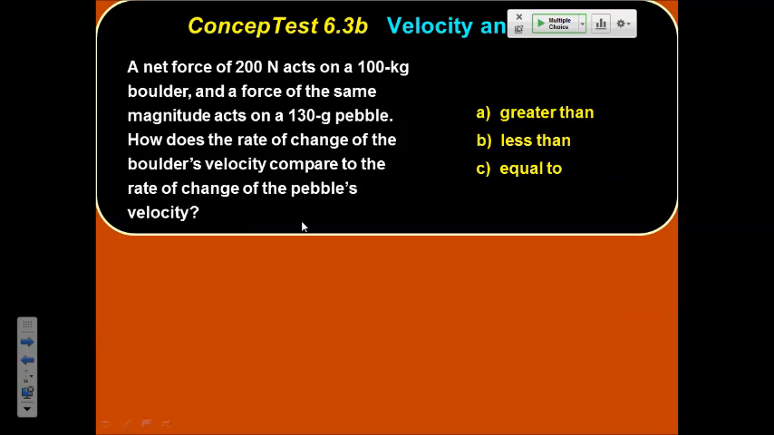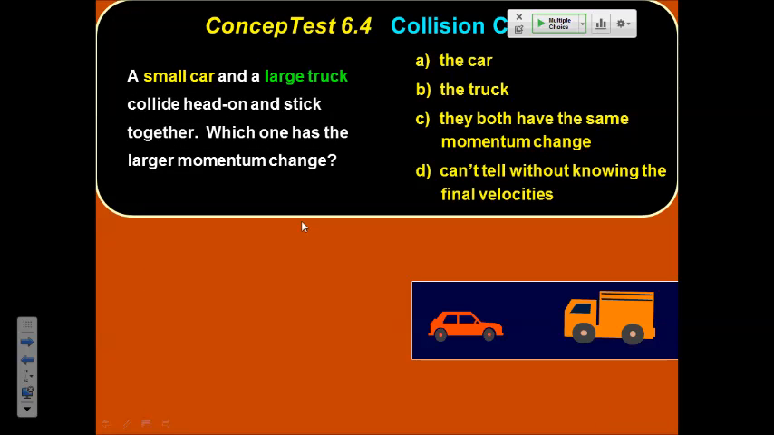I think we left off with the car. Did we leave off on this one? Did we do this one? No. Okay, so here I have a small car and a large truck.